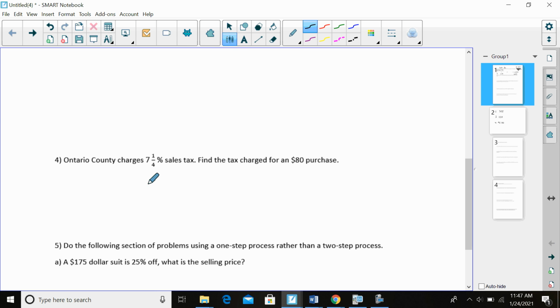I just double checked Ontario County. Actually, now the sales tax is 7.5. When I was a waitress way many years ago, we were using 7.25%, and that was long enough ago that we were even still computing the checks by hand. So Ontario County, I know that's my hometown, might be hometown to some of you as well.